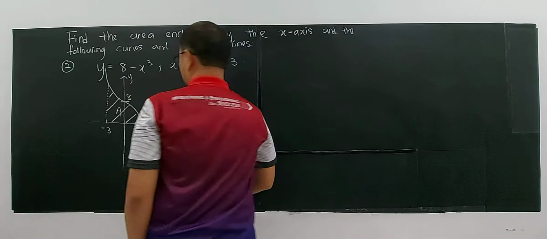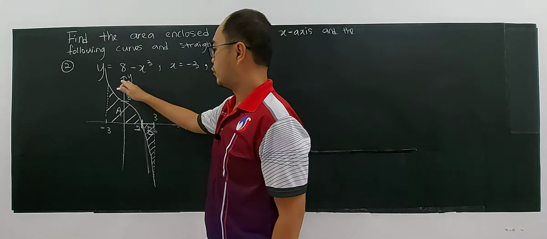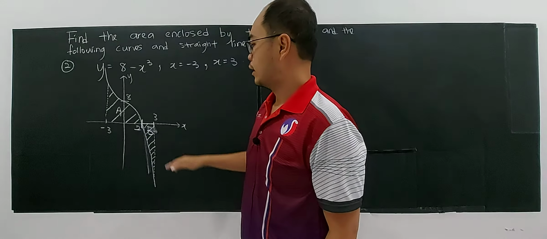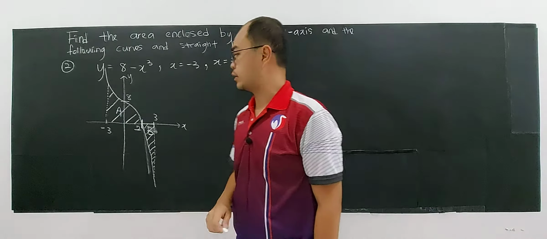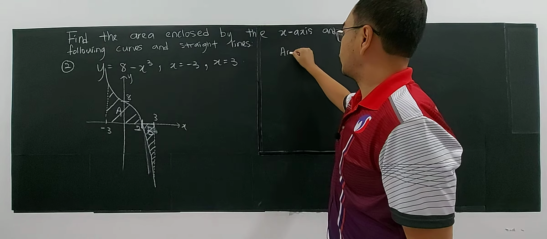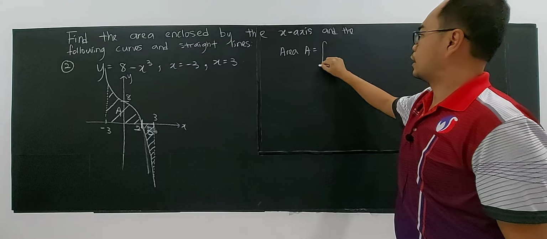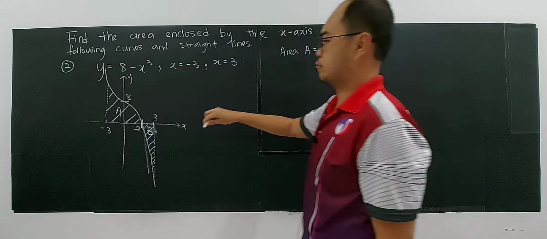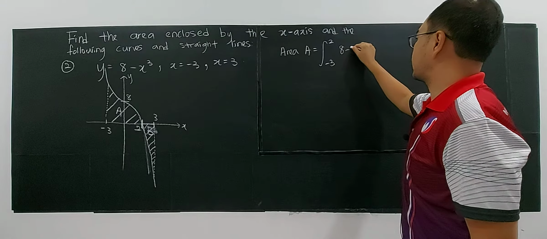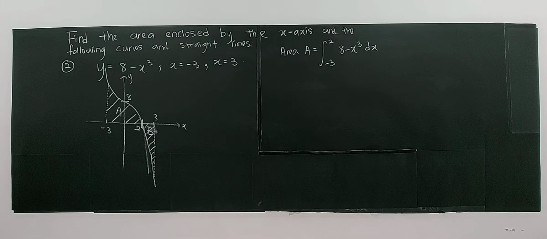As you know, by using the graph you can observe that if you integrate from negative 3 up to 2, you get a positive value because it's above the x-axis here. And here, you are getting a negative value. So area of A, definitely you're getting a positive value. Area of A, you will integrate from negative 3 up to 2, the curve, which is 8 minus x to the power of 3 dx. So this is the way you're finding area of A.